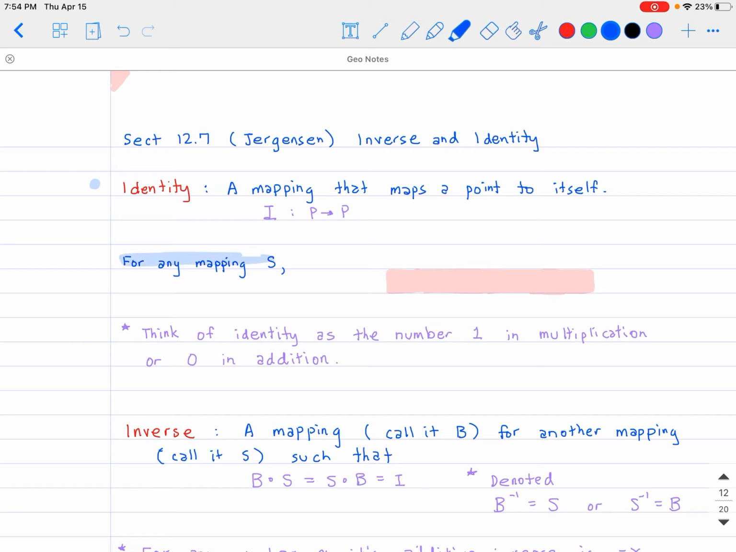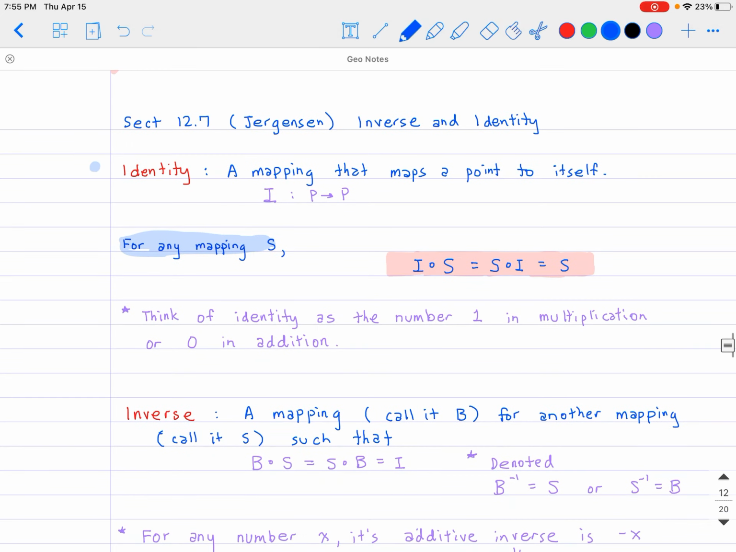So for any mapping that we'll call S, let's say you have a mapping, and then I want to apply this identity. If we're thinking about the product from the last section, if I take any mapping S and do a product with the identity, the result is the same thing as just using that mapping. Afterwards, using the identity is the same as just using the mapping itself. Identity literally does nothing to the point. So that's basically the idea behind it.